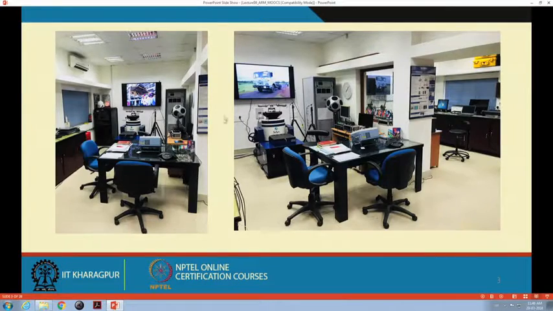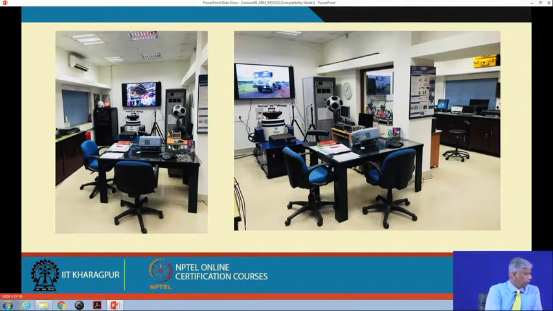So, this is one view of the office space of the lab. We have close to about 1,000 square feet of space, and this is the lab with some of the major equipment here. This is another view. Of course, this lab is IP camera enabled, so that you can access experiments externally over the internet and so on.